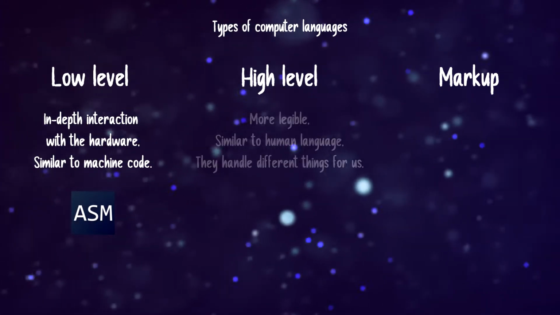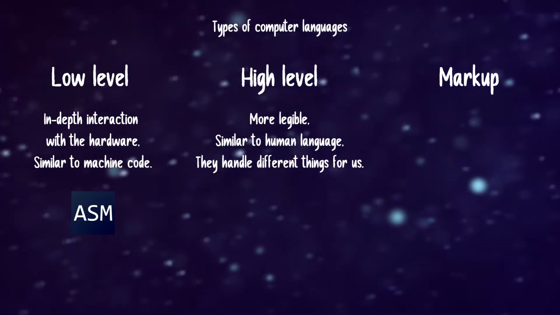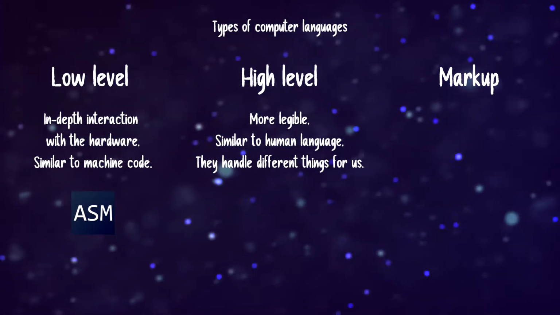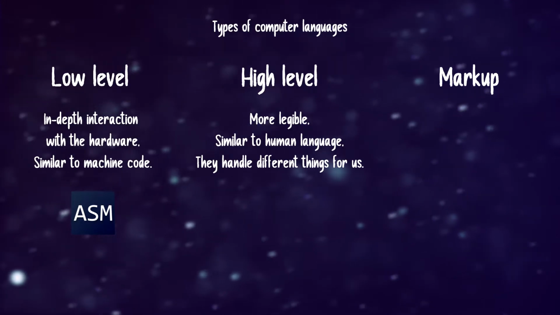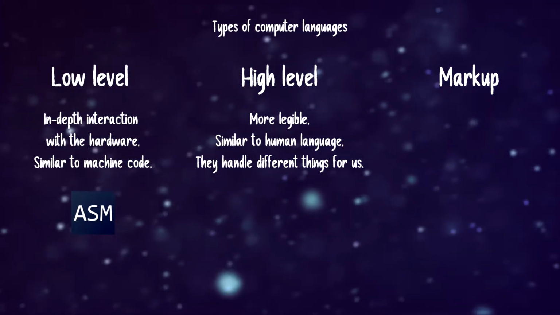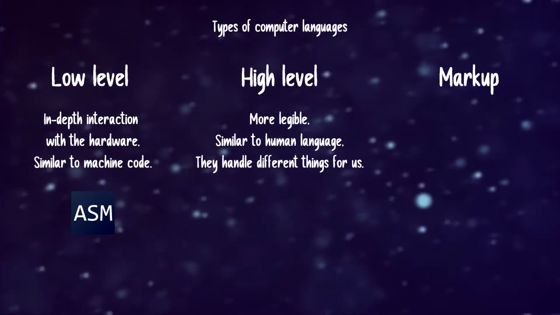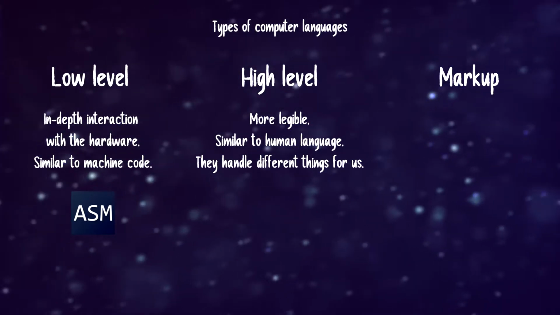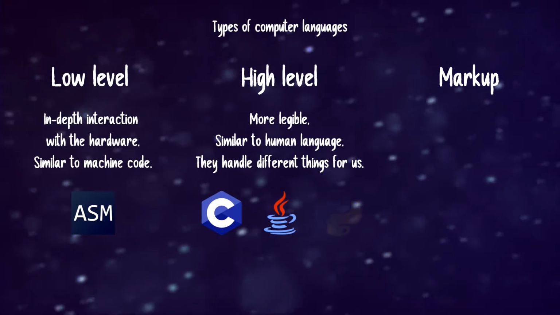High-level languages instead allow more legibility. In fact, they are really similar to human language. Furthermore, they facilitate programming a lot, because we don't have to worry about things that are already built into the language itself. Some examples could be the C family, Java, Python.